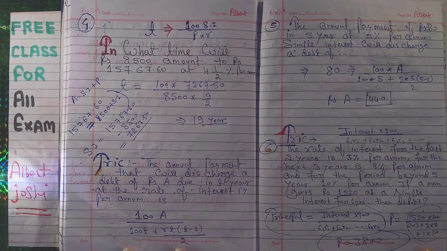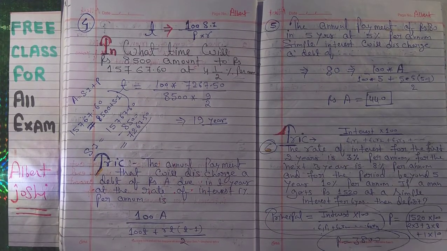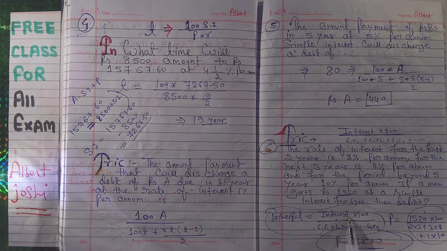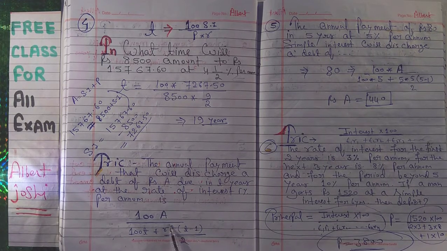I think you understand that your P is 3800. This is very simple. You have to understand first how it is working, and second, if you save the data in your memory, then it will take less time during your exam.